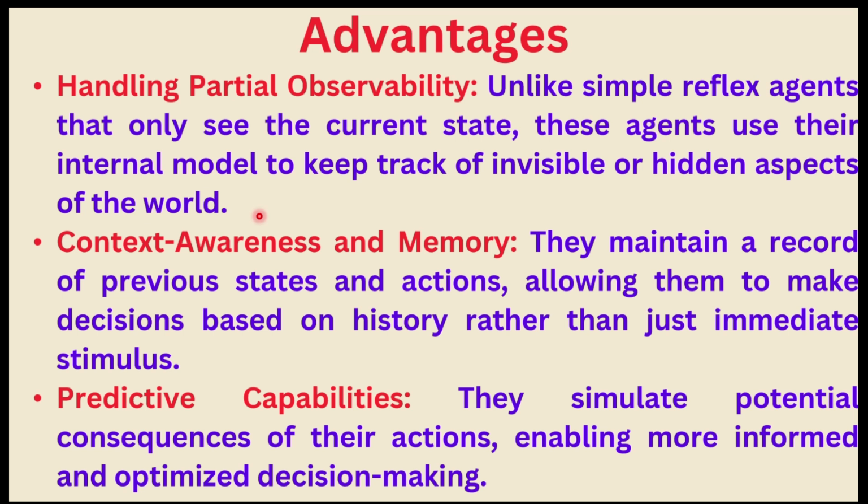Then context awareness and memory: they maintain a record of previous state and action. Here we are going to use the previous information for taking the proper decision. Instead of taking immediate action, it is going to take decision based on the previous state and action. It is going to act based on the internal representation. It also has predictive capability: they simulate potential consequences of their action, enabling more informed, optimized decision making.